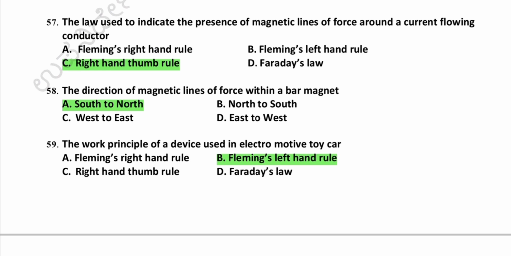The law used to indicate the presence of magnetic lines of force around a current flowing conductor is right hand thumb rule. The direction of magnetic lines of force within a bar magnet: within the magnet, it is from south to north. Outside, it is north to south.